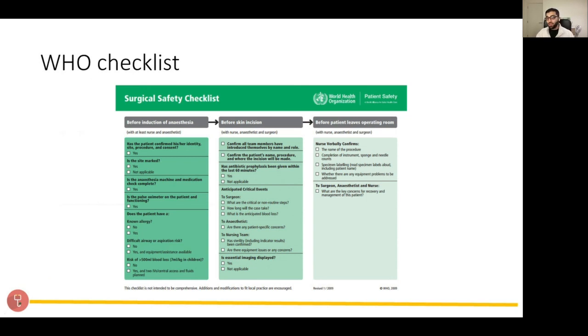But if you are in theatre, just try and think about this and try and see how this is conducted. In terms of the before induction of anaesthesia bits and before the patient leaves the operating room, a lot of these things you'll more have to notice rather than see explicitly. But before the skin incision is where there's often a timeout, and all of these steps are verbally talked through.